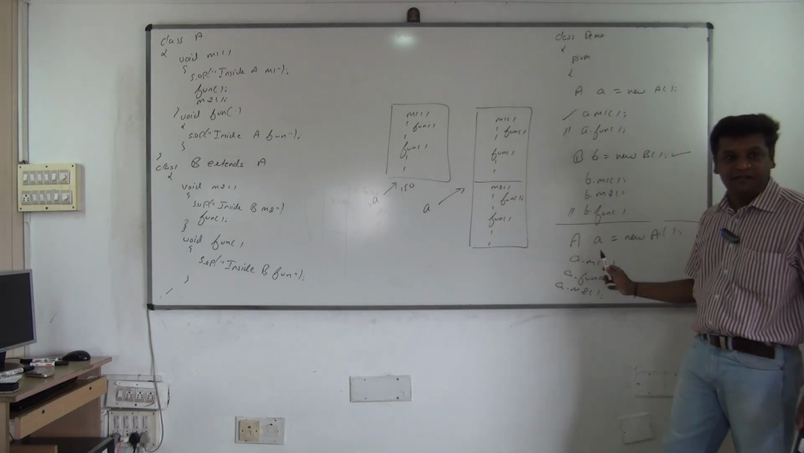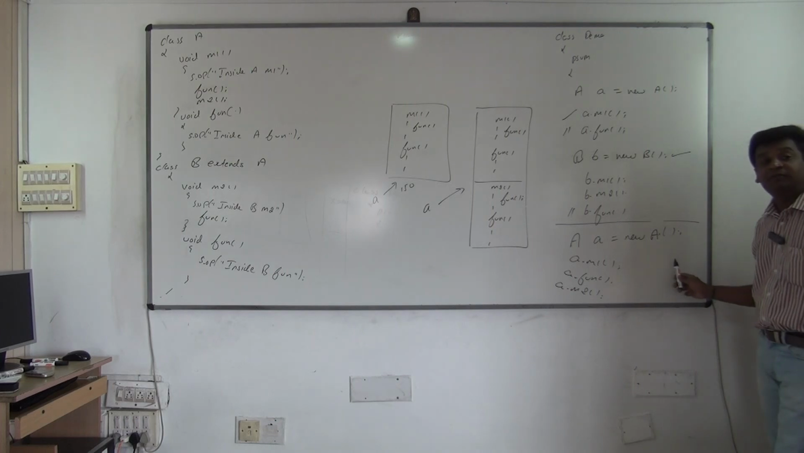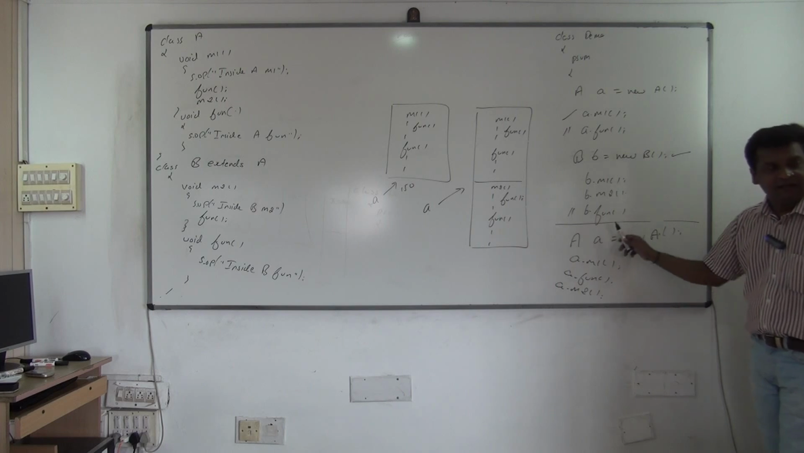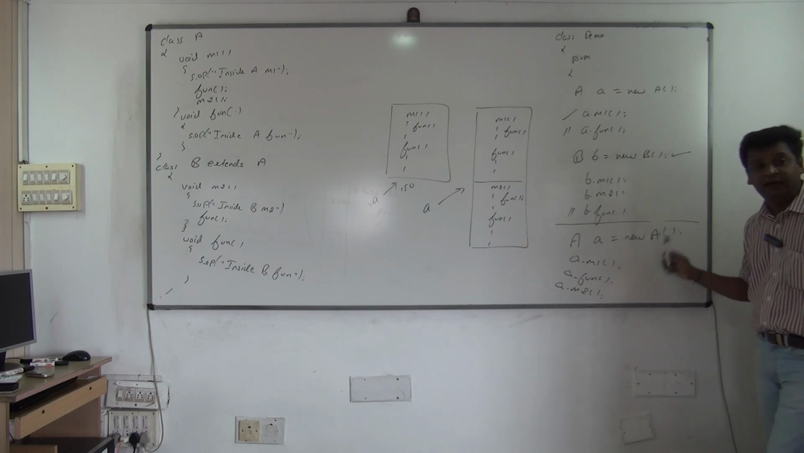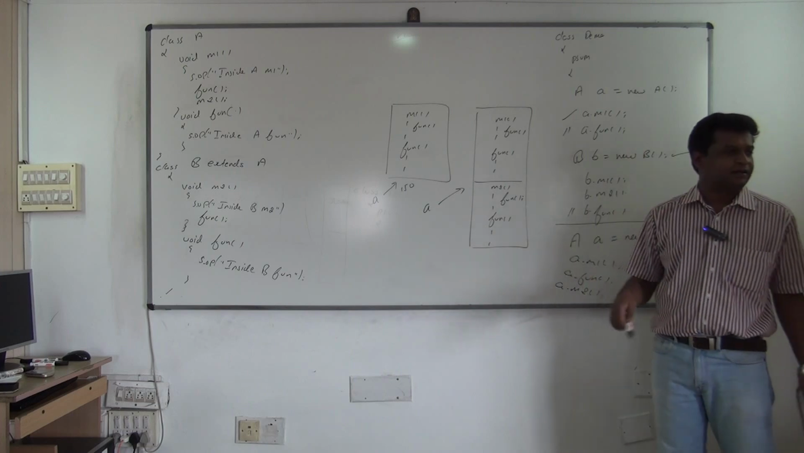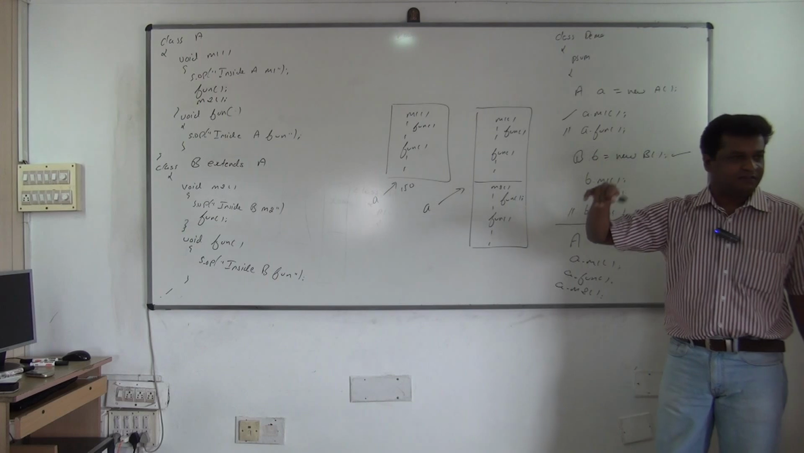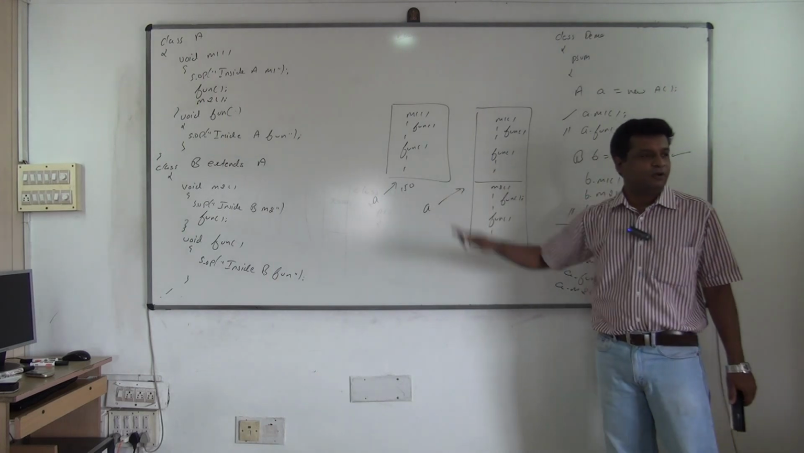See the same small change. A is equal to new B: fun from subclass. A is equal to new B, A dot M1, fun from subclass. A is equal to new A, A dot M1, fun from same class. Criteria means it checks locally this time, and locally means in the object. First preference is given to the type of object.